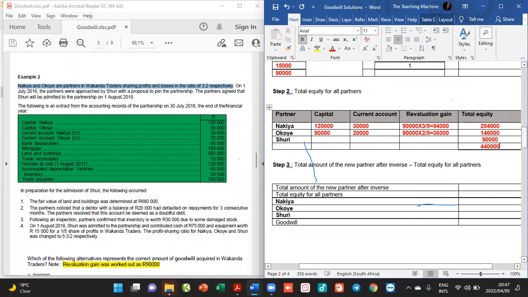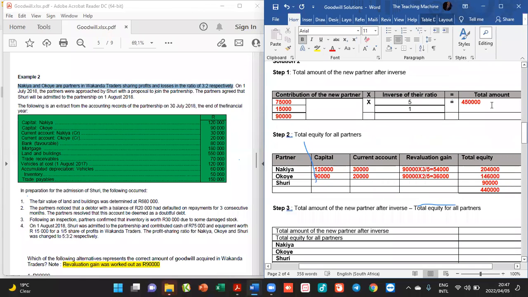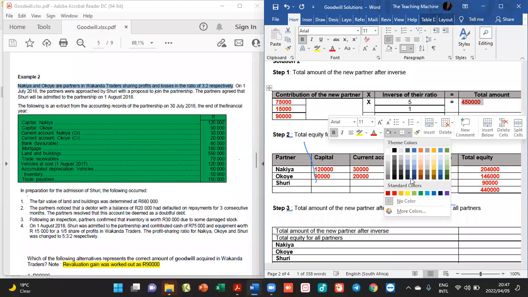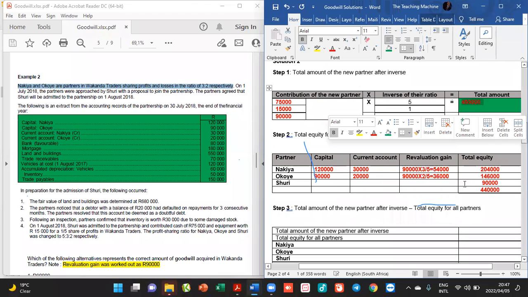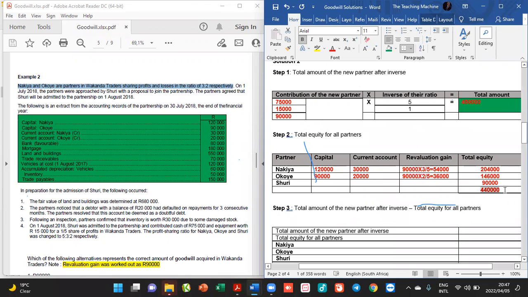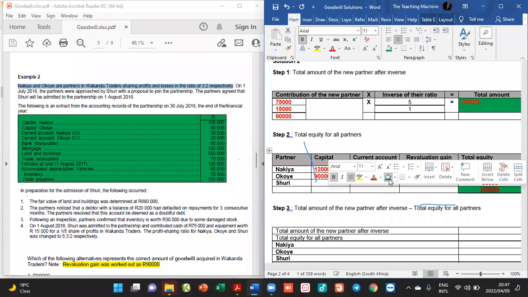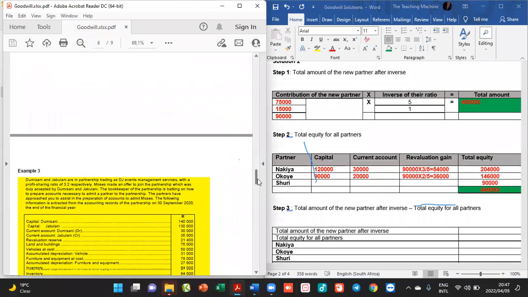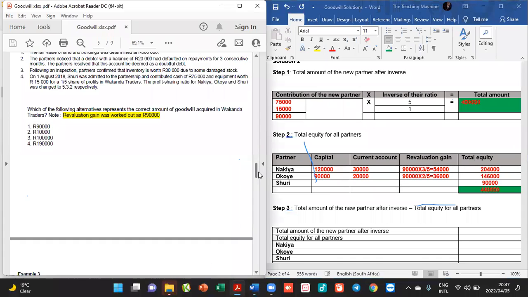I'm going to highlight the total amount we got from step 1. Use green, and the amount we got on step number 2. What will be the goodwill? Can anyone help us calculate the goodwill?